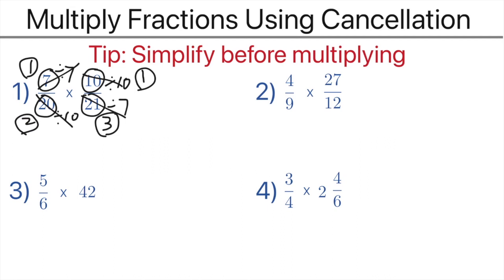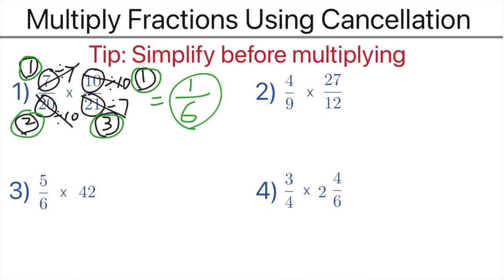So now we are left with the numbers that were circled. So next we'll take 1 times 1 equals 1. And then 2 times 3 equals 6. And that's our answer.